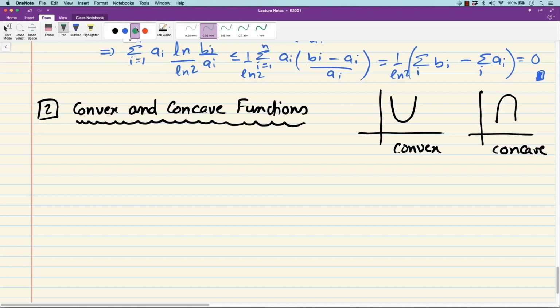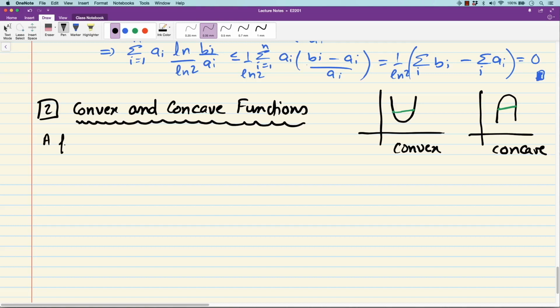More formally, a function is convex if the following property holds. Take any 2 points and look at the line joining those 2 points. This line must lie above the graph. This is a convex function. Similarly, a function is concave if this line lies below the graph. Okay. So what is the formal way of writing it?